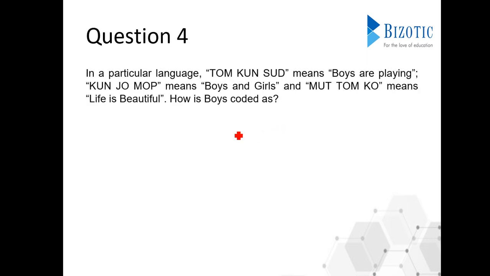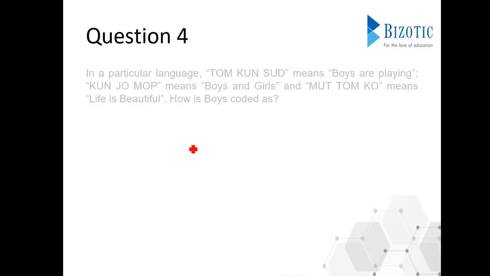The next question. In a particular language, Tom Kun Sat means boys are playing, Kun Jo Mop means boys and girls, Mat Tom Ko means life is beautiful. How is boys coded as? Now here it is from the type mixed letter coding. There are two or three messages. We just have to compare each one and find the answer. So here we just have to find what boys is coded as. And we have got the options, so let's begin solving the question.